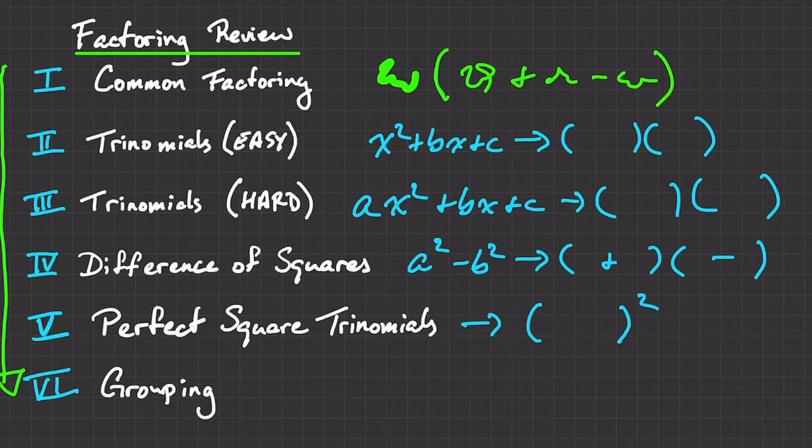So I always ask, can I do the easiest kind? And if I can't do the easiest kind, can I do the next easiest kind? And if that works, great. If not, can I do the next easiest kind? And so on and so on. So, to the questions.